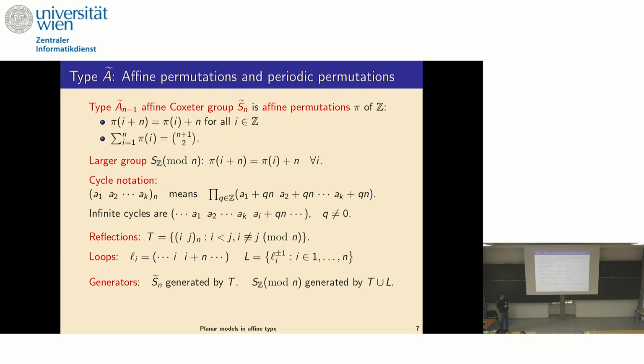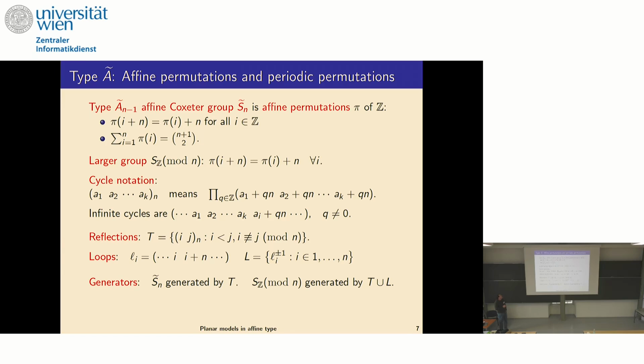Let me just tell you a few of the details that I had left out. The affine Coxeter group S_n tilde is affine permutations of the integers. What that means is, first of all, they have this mod n symmetry. So where does i plus n get mapped to? It gets mapped to wherever i was mapped to, plus n. That is the mod n symmetry.